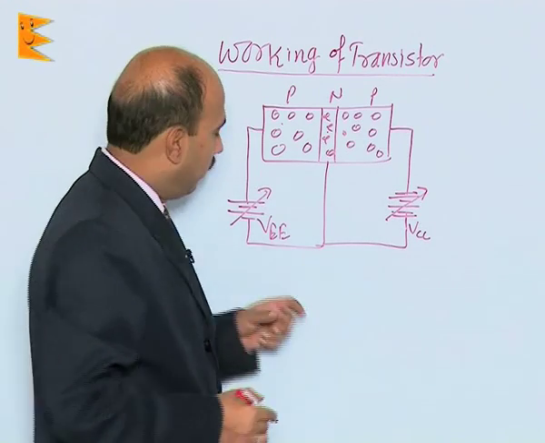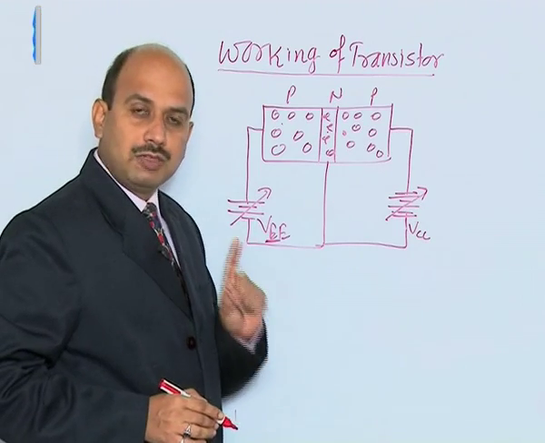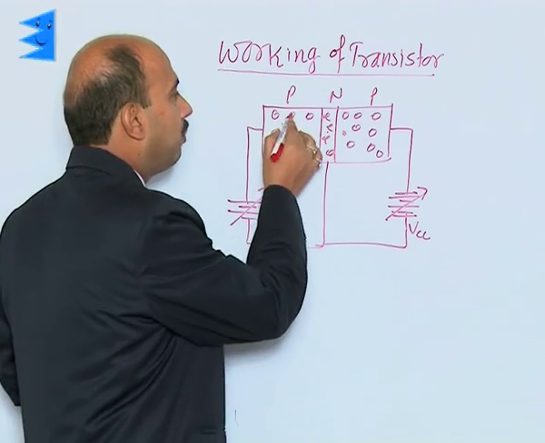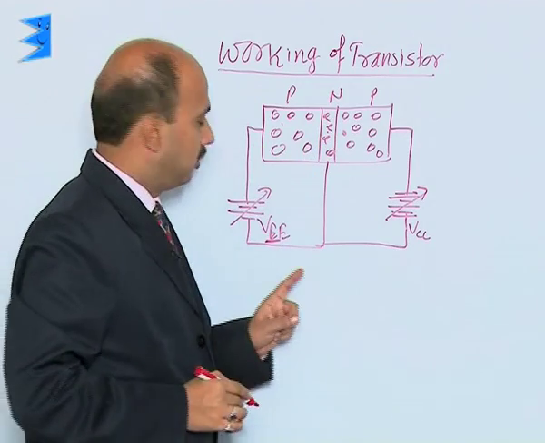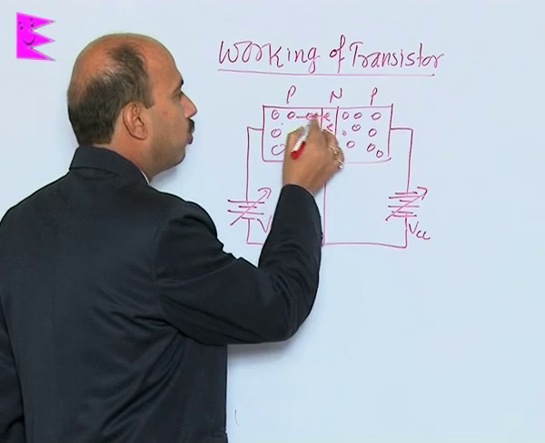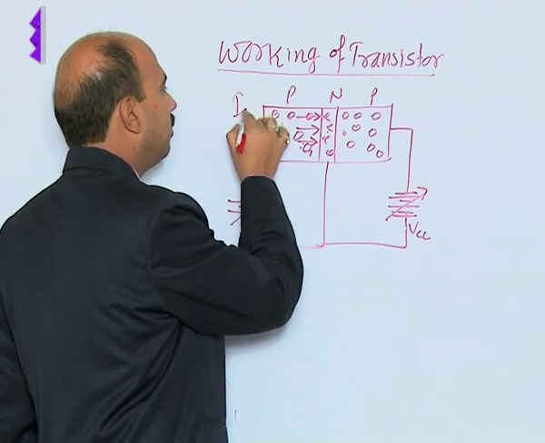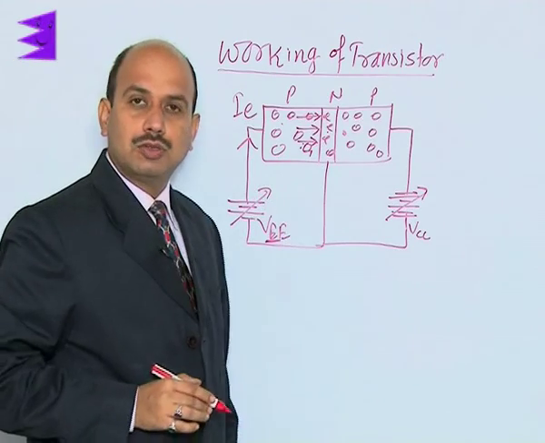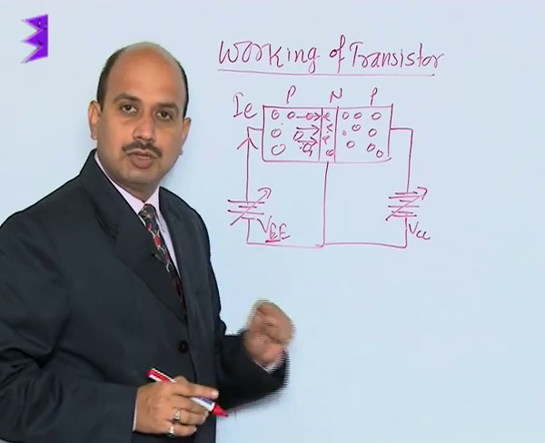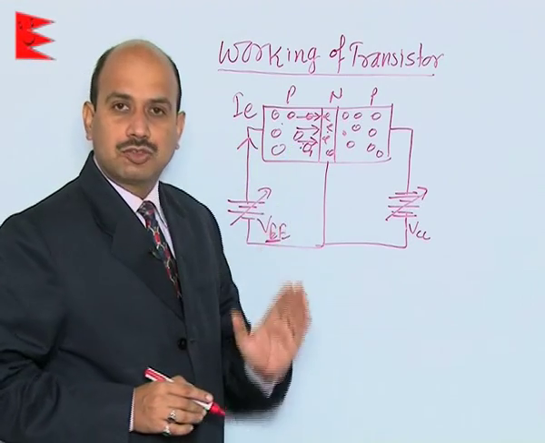Now see here, when the voltage VEE is applied, because of this VEE, holes are pushed to this side because of the positive terminal and due to the forward biasing. As these holes go to this side, current flows in the same direction, and this current is known as the emitter current, through the flow of the majority carriers in the emitter part. These holes will move toward the base junction.